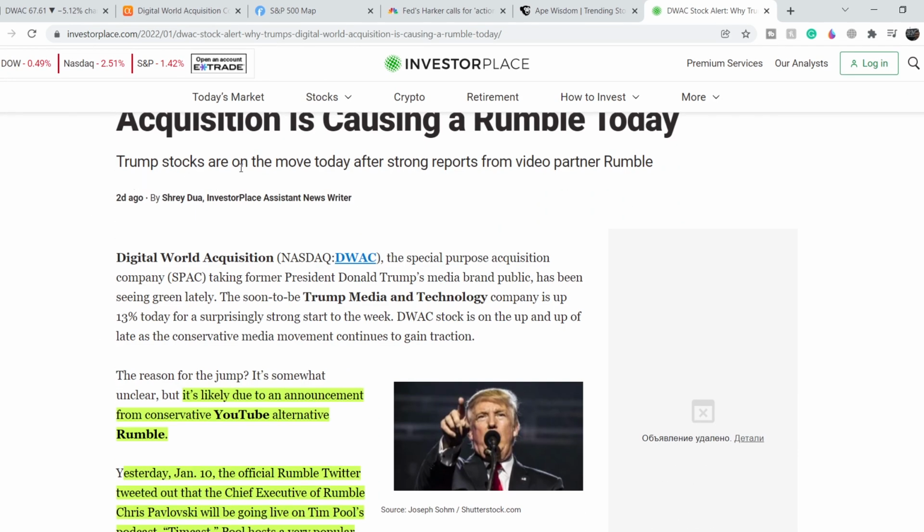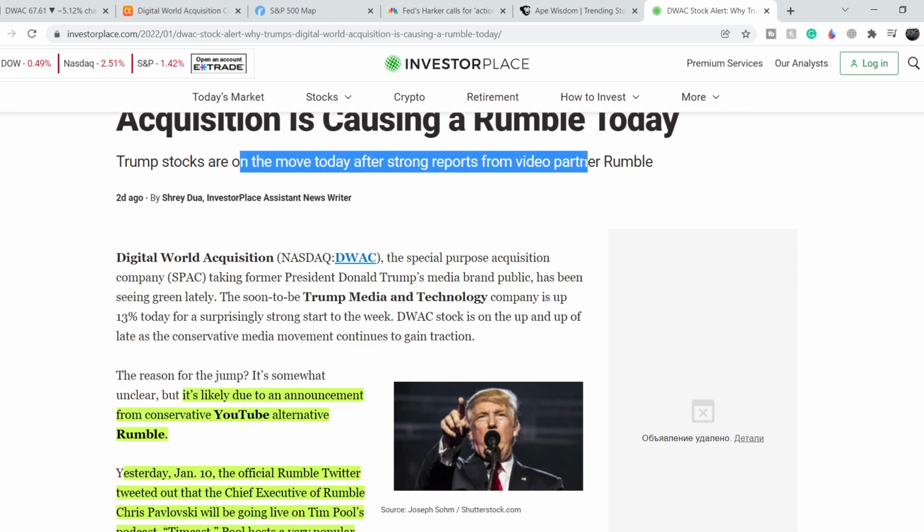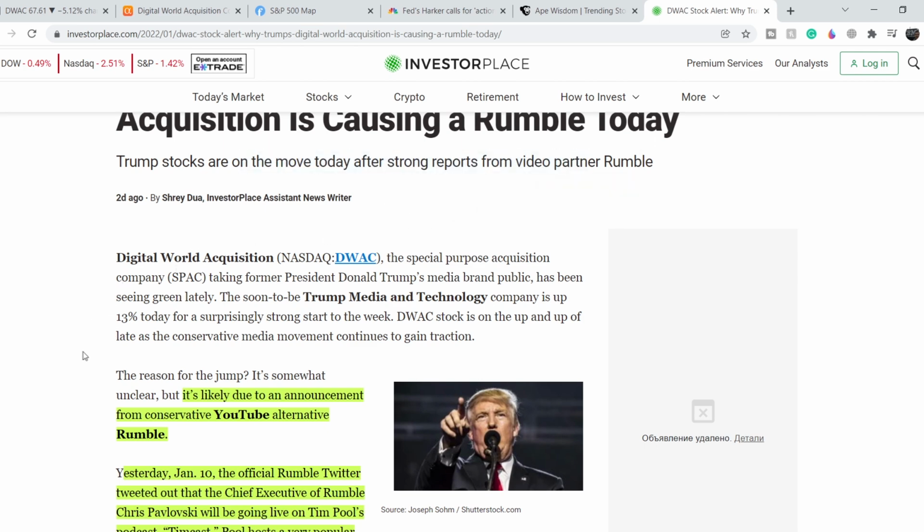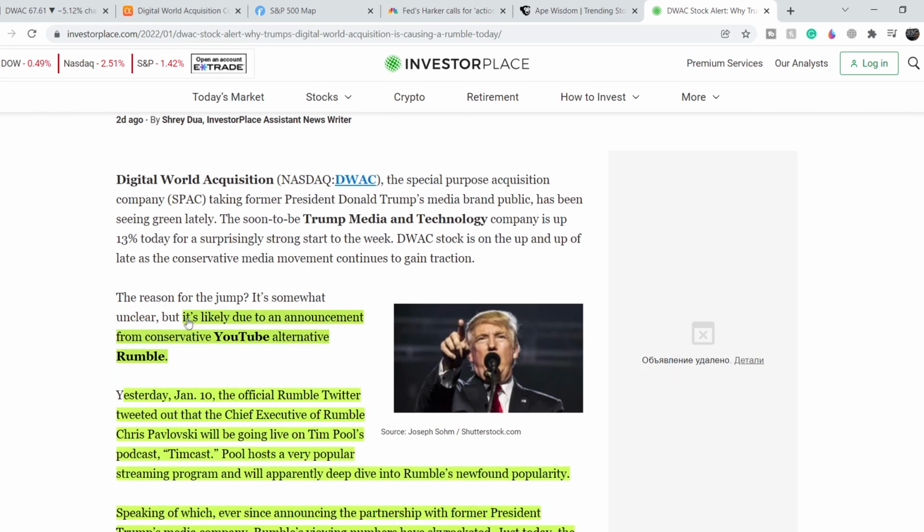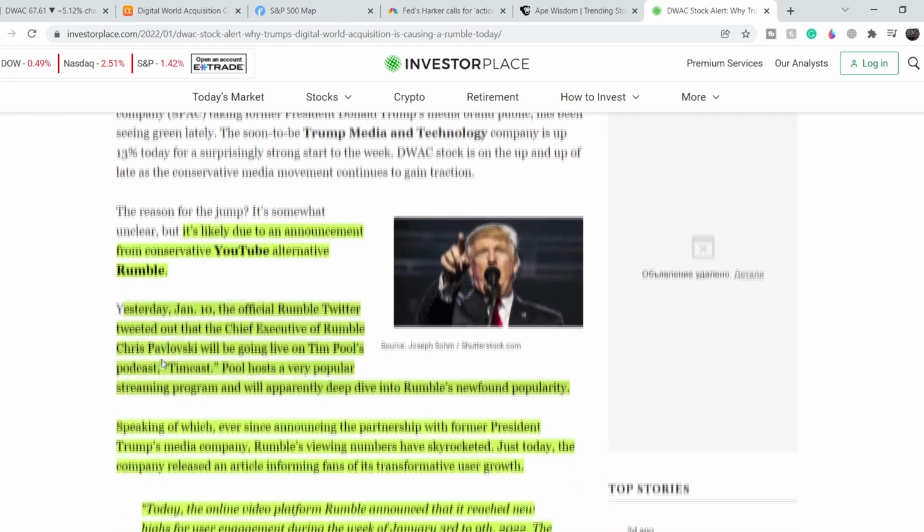Trump's stock is on the move after strong reports from video partner Rumble. So, what was the reason for this movement? It is likely due to an announcement from conservative YouTube alternative Rumble.